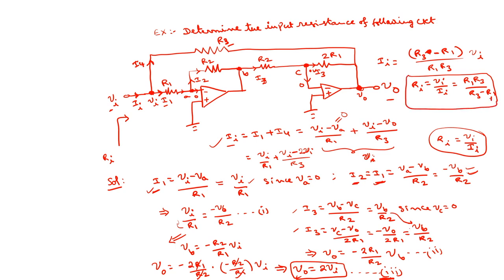This is the expression for the input impedance of the given circuit. If you want a larger input impedance, you have to properly choose the values of R1 and R3.